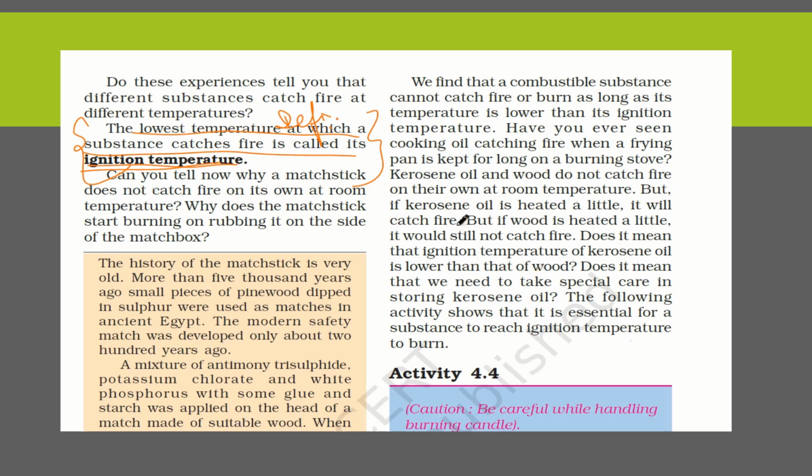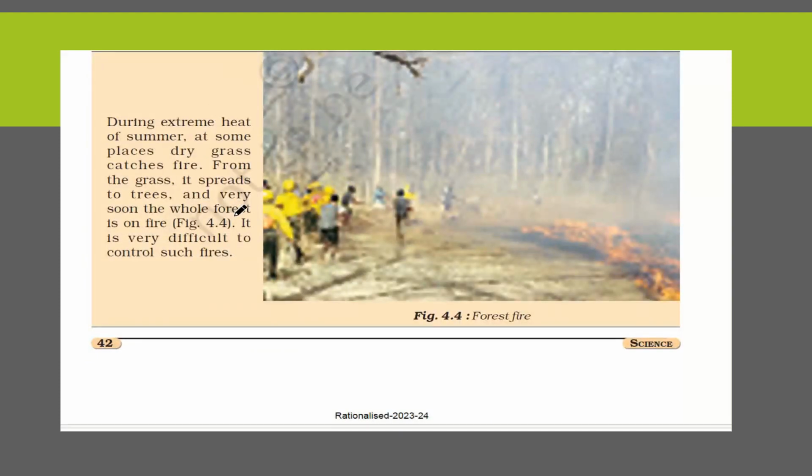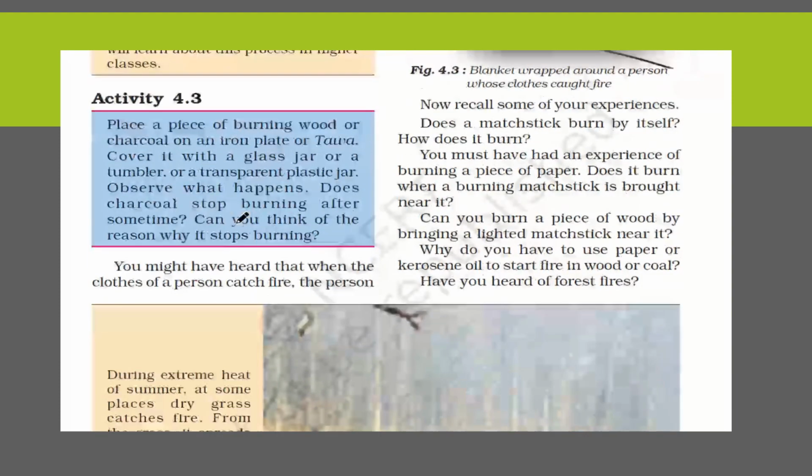So let us see some examples or experiences where we can tell that different substances catch fire at different temperatures. Now you see here, place a piece of burning wood or charcoal on an iron plate or a tawa, and cover it with a glass jar or a tumbler or a transparent plastic jar. Observe what happens. Does charcoal stop burning after some time? Can you think of the reason why it stops burning?